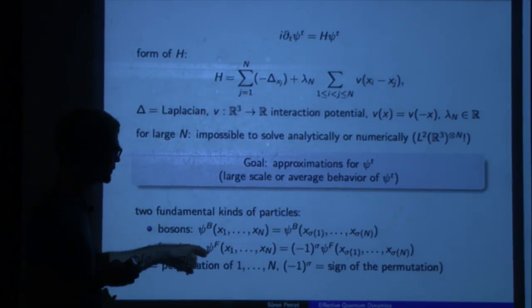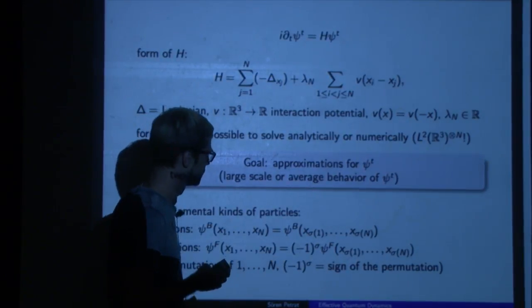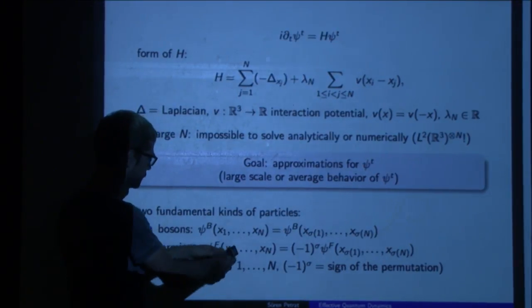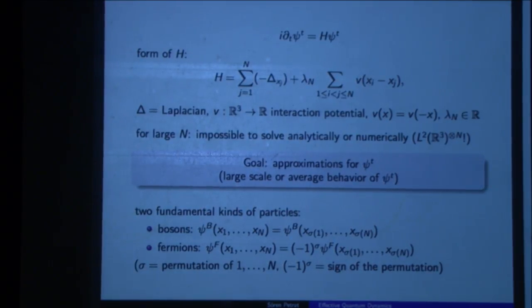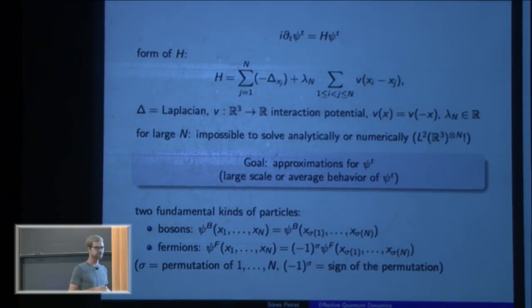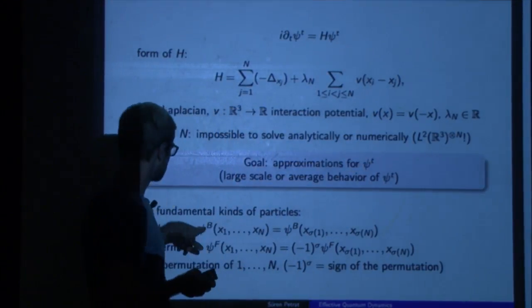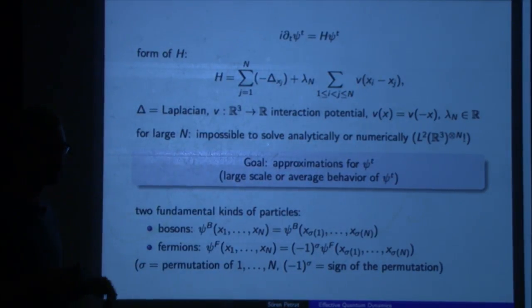Whereas for fermions, you change the sign for an odd permutation. So minus 1 to the sigma is just the sign of the permutation. So those two wave functions behave very differently. Fermions, for example, have to be 0 where two variables are the same on the diagonal, such that you fulfill this constraint. So these functions look very different. And of course, if I choose my potential that way, then if I start with initial conditions that fulfill this symmetry requirements, it'll stay like that for all times.